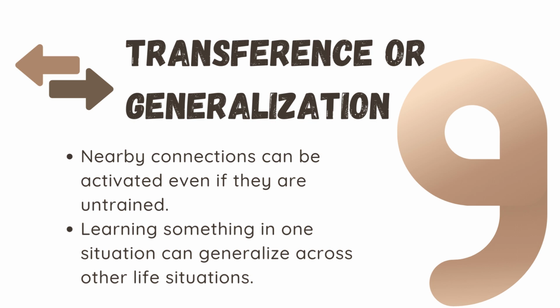Principle number 9: transference or generalization. When you are working on training skills, it can also activate other nearby connections in your brain, even if those connections are untrained or not targeted. This is called transference. Generalization is learning something in one situation, but using it in other situations.